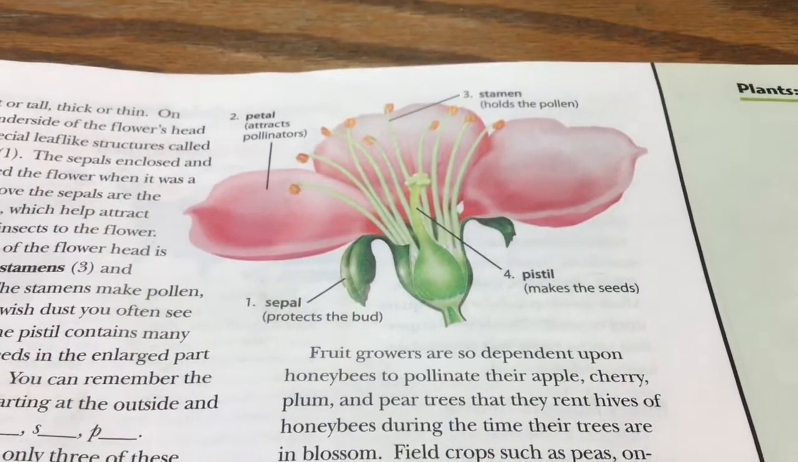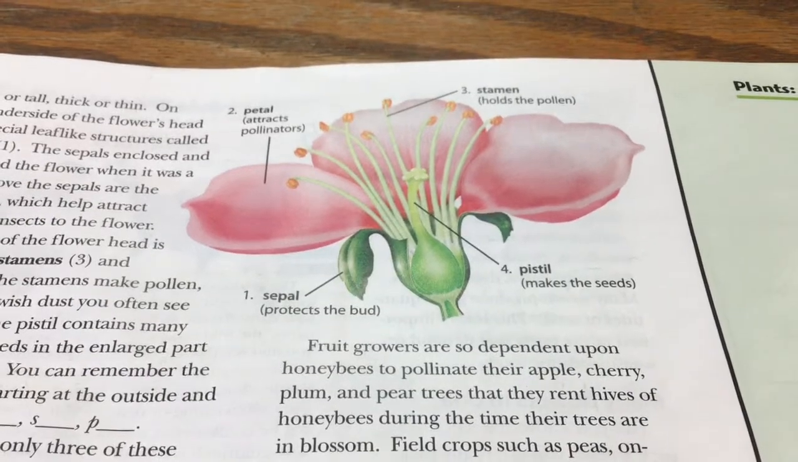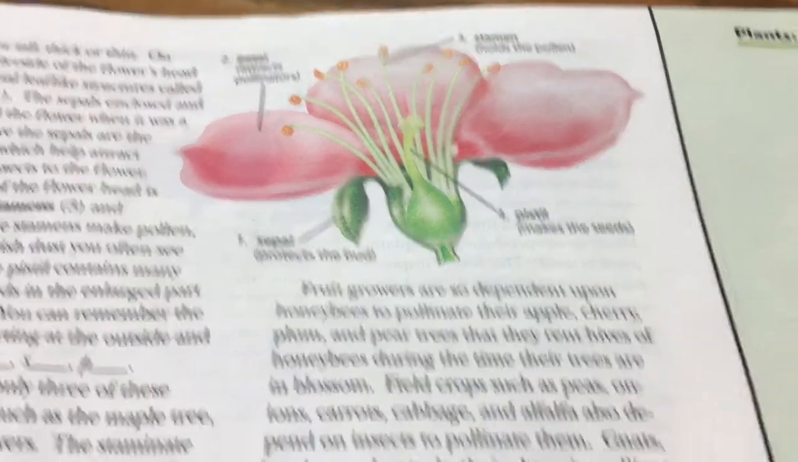Okay, here we go. So there is number 1, sepal, petal, stamen, pistils. That'll help you remember each part.